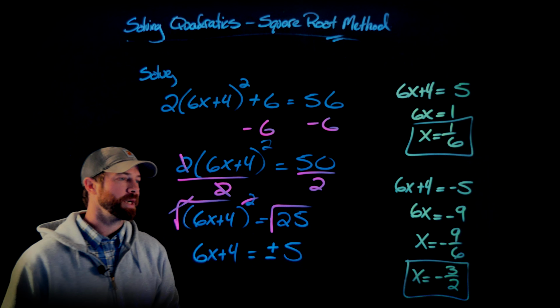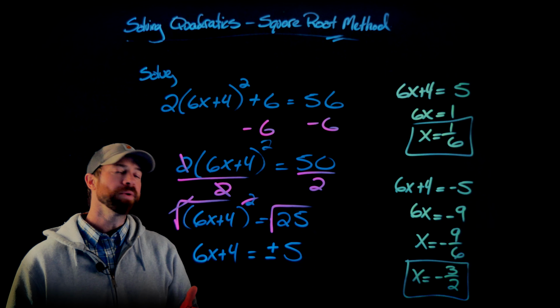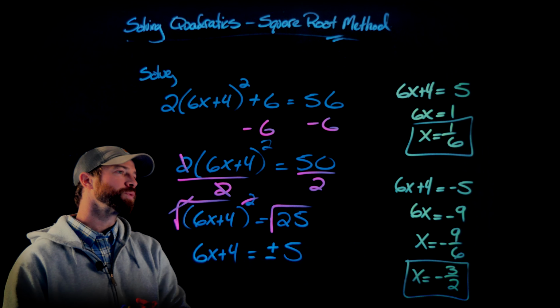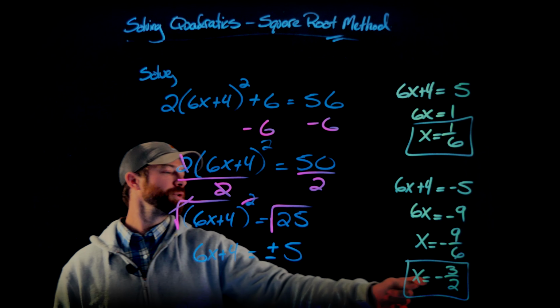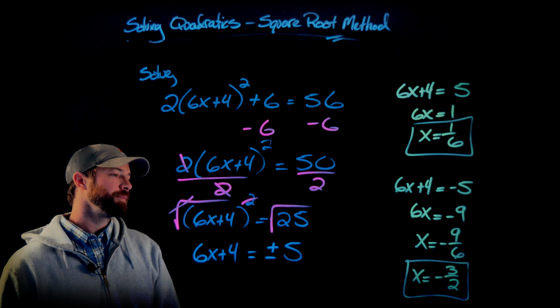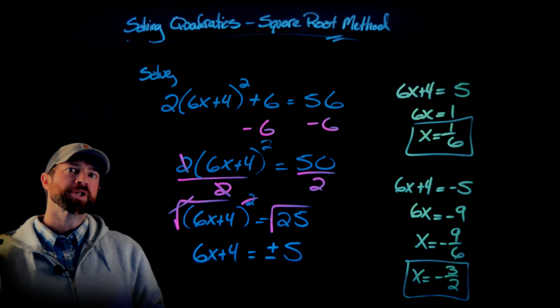Like we expect from quadratic equations in general, I do have two solutions. The first one here is 1/6 from the first version of this equation, and then I also got negative 3/2 from the second version. Just a quick recap.